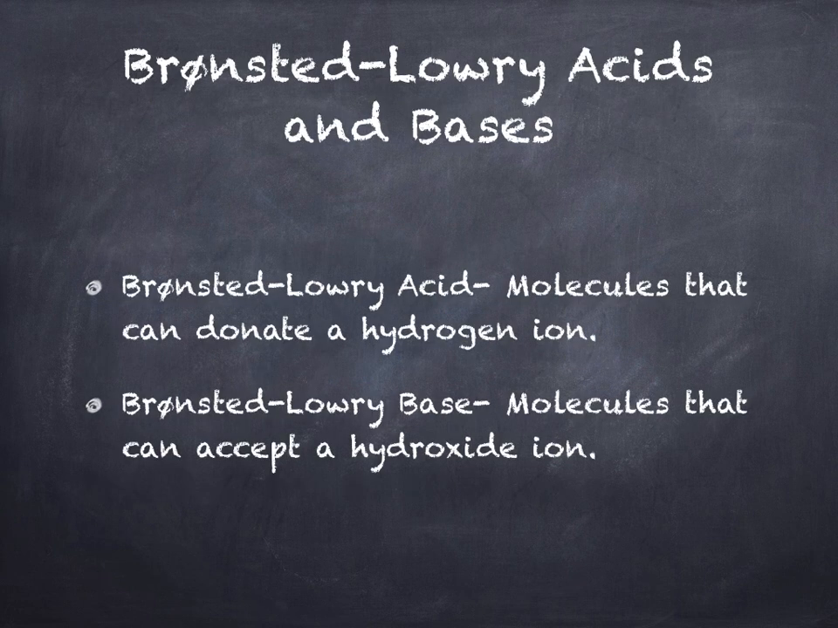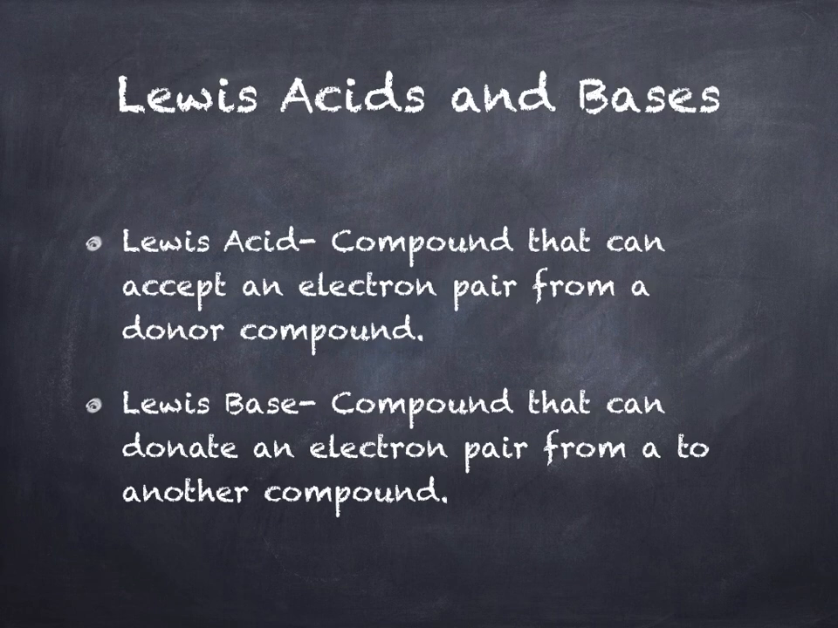So chemists developed the Bronsted-Lowry acids and base concept, and this is the one that you have a conjugate acid-base pair, and this is where molecules can donate a hydrogen ion, and molecules will accept a hydrogen ion. And finally, we have Lewis acids and bases, and this is where a pair of electrons are donated or accepted. So this concludes theories of acids and bases.